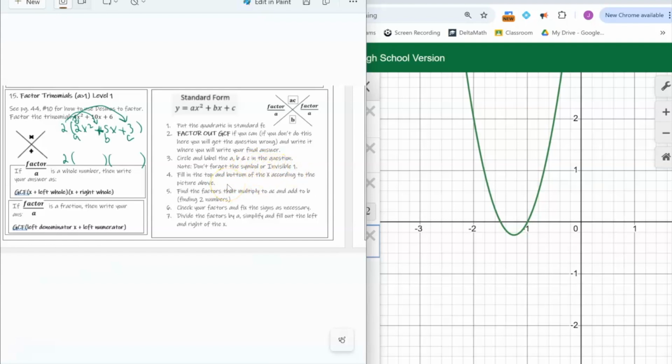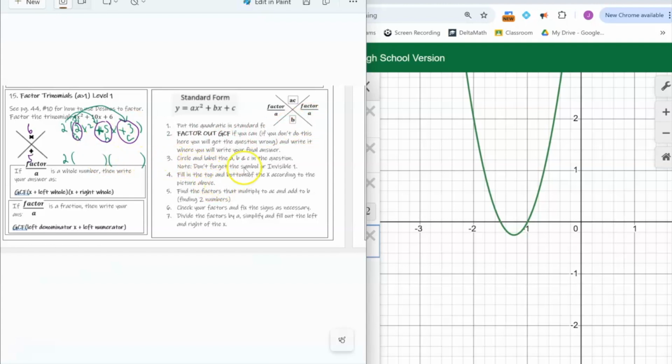Don't forget the symbol or the invisible 1. What it's saying is, let me change my color real quick, that I take the symbol with whatever the number is. And if there was a 1 there or nothing, it'll be an invisible 1 because it does exist. Fill out the top and the bottom of the x according to the picture. So here's the x. The top says A times C. So what's 2 times 3? 2 times 3 is 6. What is the bottom? Just B. So 5. So we're filling out the picture just like what I see.